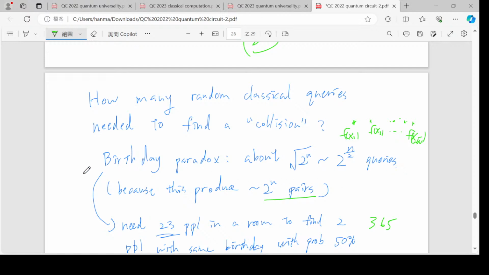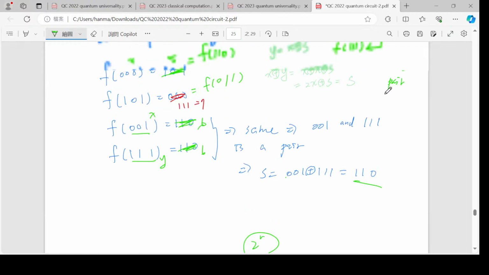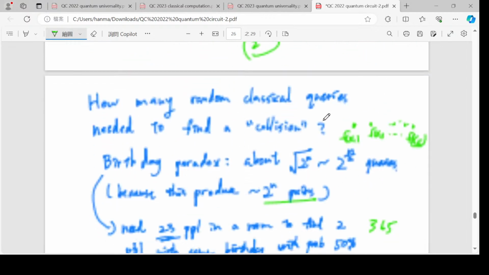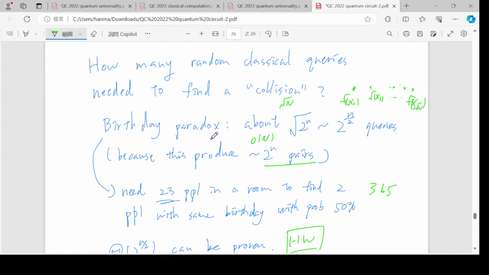The high level idea is that the number of pairs is the square of the number of samples you draw. So when you draw square root of big N samples, you will get about order n pairs, and you are really checking the pairs. And this is a famous result called the birthday paradox.